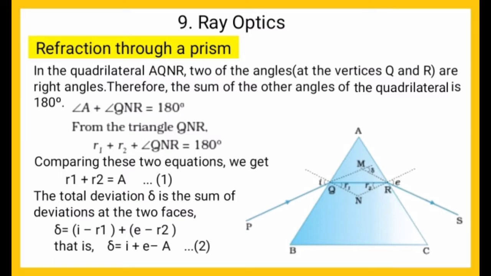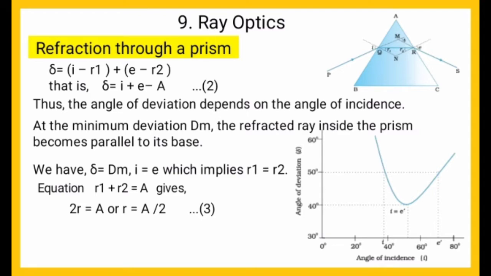The total deviation delta is the sum of the deviations at the two faces. So, delta is equal to (i minus r1) plus (e minus r2). That is, delta is equal to i plus e minus A. This is equation number 2. From equation 2, we know delta is equal to i plus e minus A. So, we can say the angle of deviation depends on the angle of incidence.